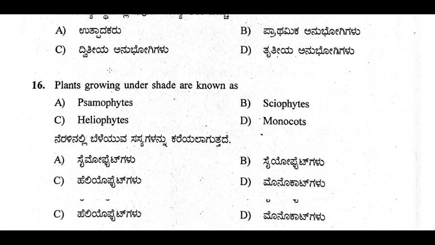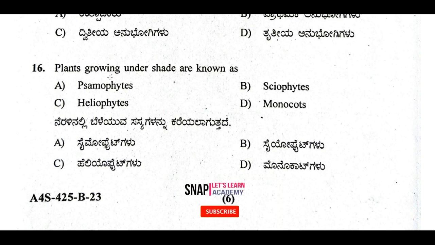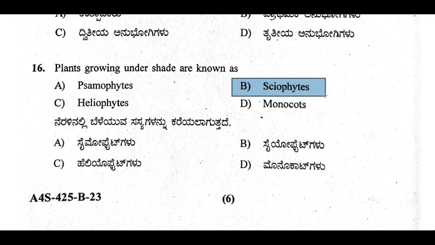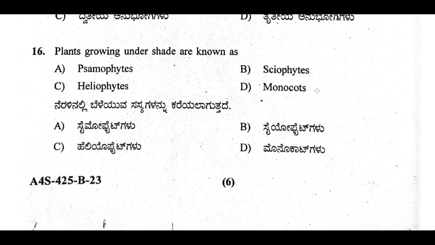Question number 16. Plants growing under the shade are known as, option A, cymophytes, option B, psyophytes, heliophyte, or option D, monocot. So here option B is the right answer, psyophyte. A psyophyte is a plant that endures or thrives best at lowered light intensity. So therefore, psyophytes is the right answer. These plants growing under the shades are psyophytes.